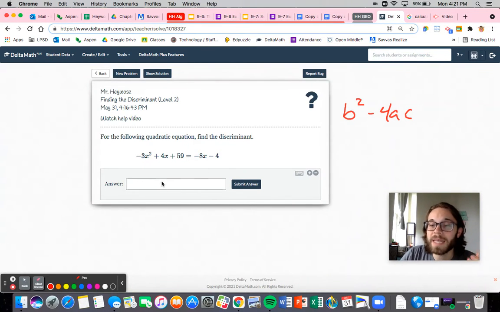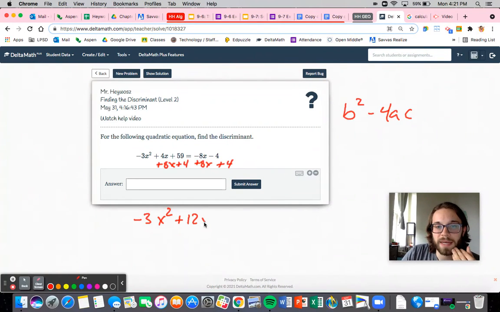So again, we need it in standard form first. So I'm going to add the 8x to both sides. I'm going to add the 4 to both sides. So I get negative 3x squared plus 12x plus 63.